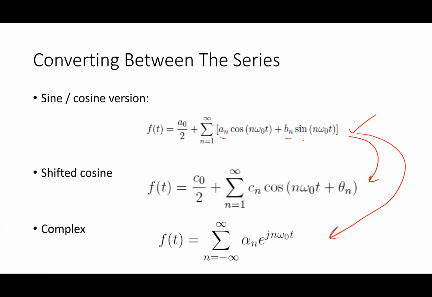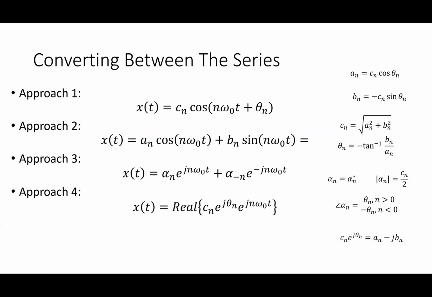That whole square root of A squared plus B squared, right? And the fact that in this case, theta is equal to negative tan inverse of B over A, right? There's a whole set of formulas, which I repeat here. So for a general nth harmonic, I have these 4 versions, and I have these formulas over here that relate them.